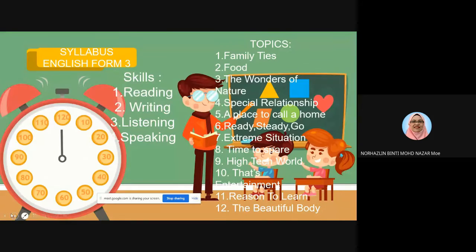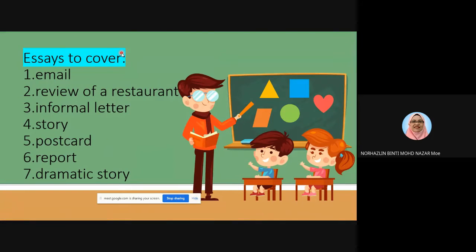Okay, next. I see my laser. So here are the items that you're going to cover. You still remember how to write the email? Email will be in question 1 in your Paper 2. I hope that you still know the technique of writing the email. What else do you need to remember? The number of words that you're supposed to use.